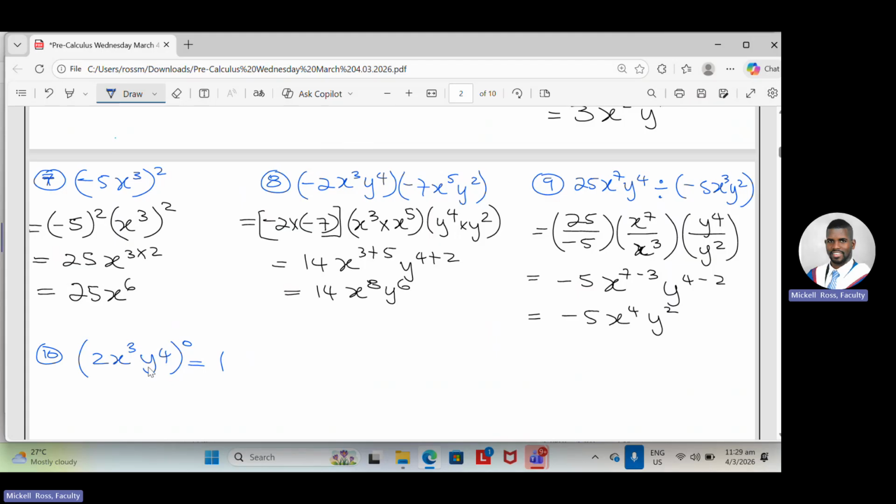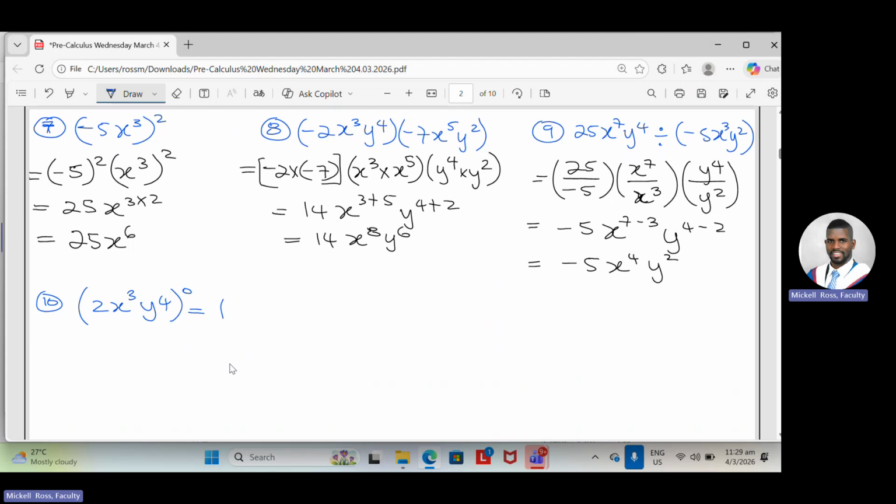As complex as this looks, because it is raised to the power of 0, it's going to be equal to 1. It doesn't matter what the thing is or what the expression is. Once the power is equal to 0, it's going to be equal to 1. And that is just it. There's nothing more to it than that.